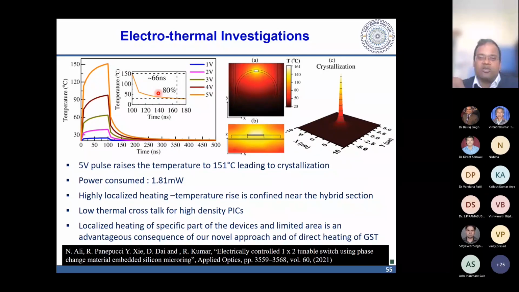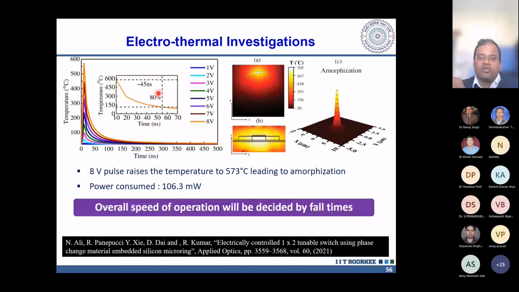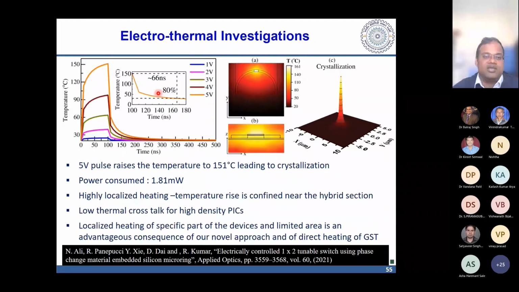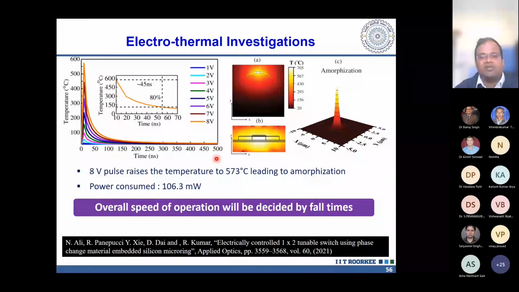Okay. So for low crosstalk circuits, we can use this material. Here these graphs show the temperature rise versus temperature. You can see the rise is fast and the fall time is slower, so the overall speed of operation will be decided by the fall times. And here are the tuning characteristic curves, which show reconfigurability.